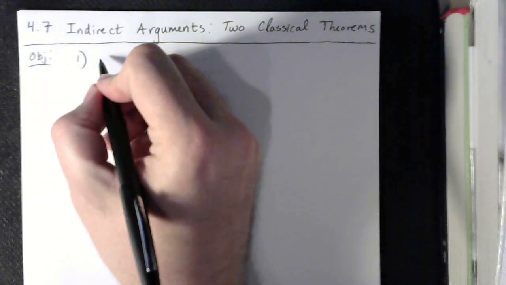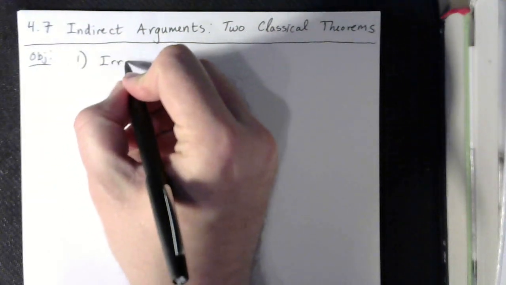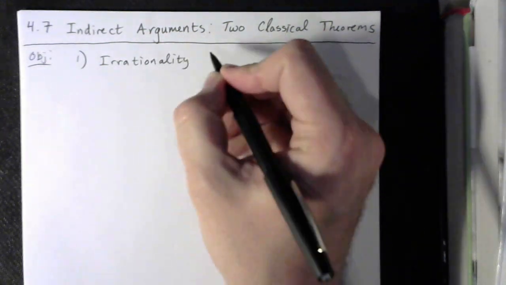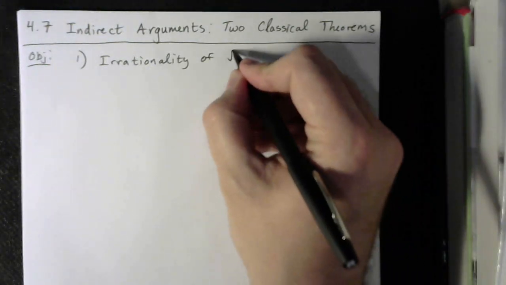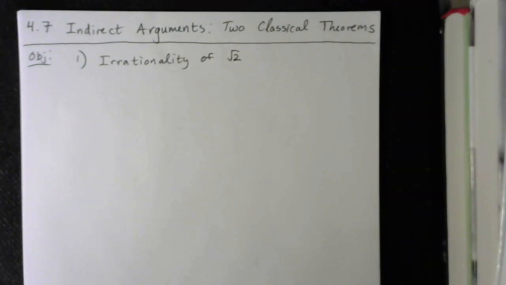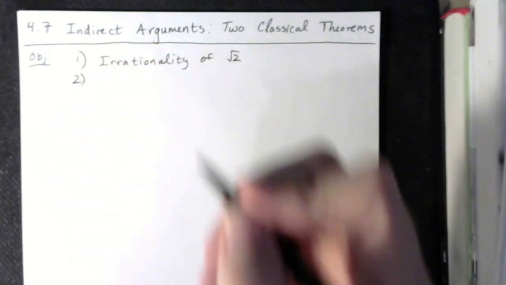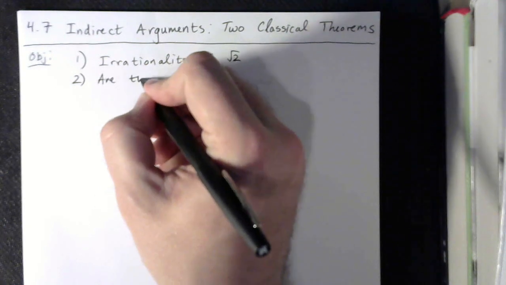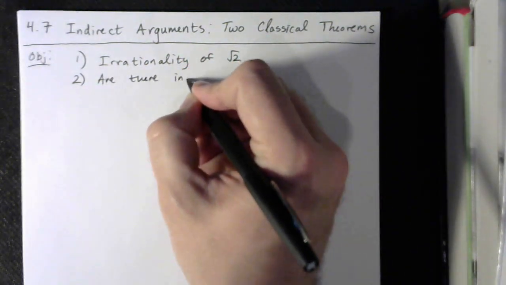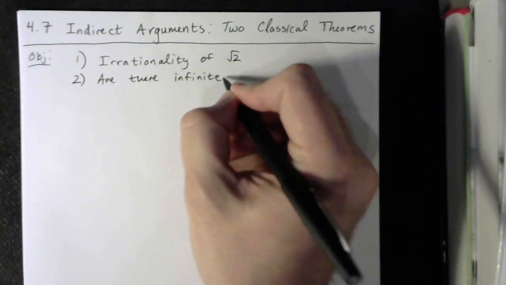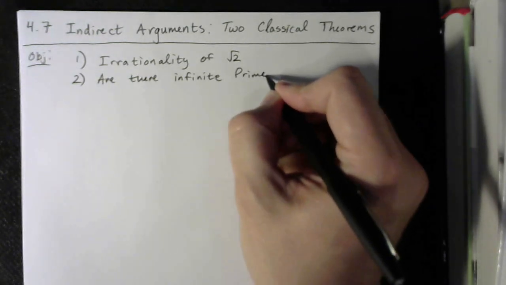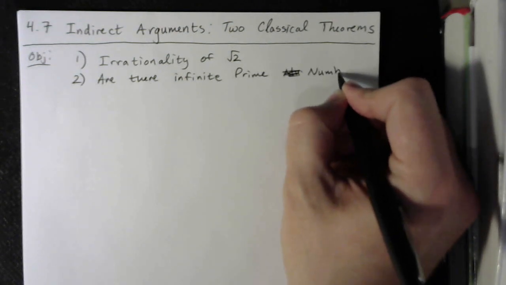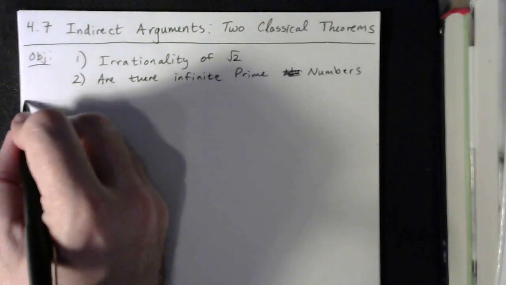Number one is we're going to look at the proof for the irrationality of square root of 2. Something we know is true for sure, and we know why. And the other one we're going to look at is the question, are there actually infinite prime numbers? Prime numbers.